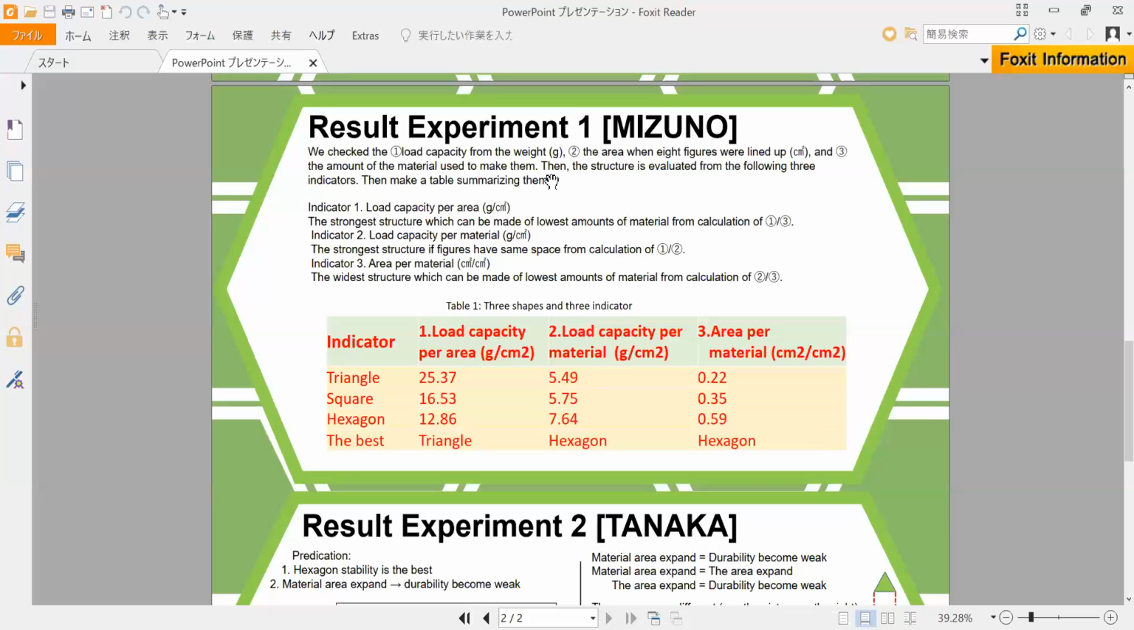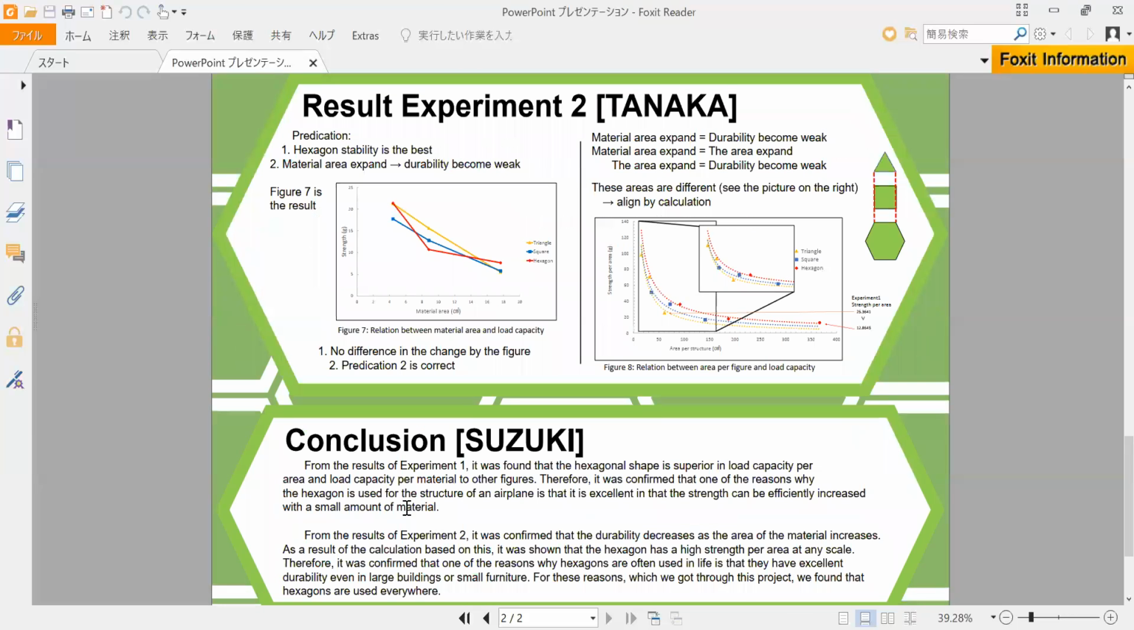Next part is experiment 2. I'd like to turn things over to Mr. Tanaka. Thank you, Mr. Mizuno. I am Soda Tanaka. In experiment 1, the hexagon was found to be superior in strength per material and area per material. In experiment 2, the change of scale was examined. It is an experiment on how the load capacity changed by the various scales of material. It is also checked whether there is a variation depending on the figure.